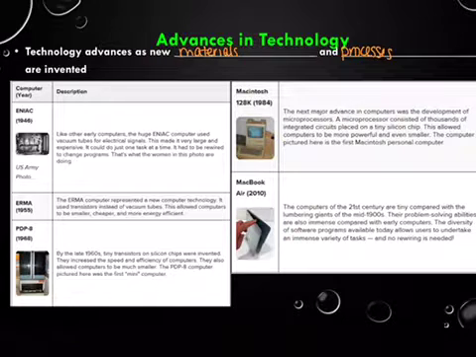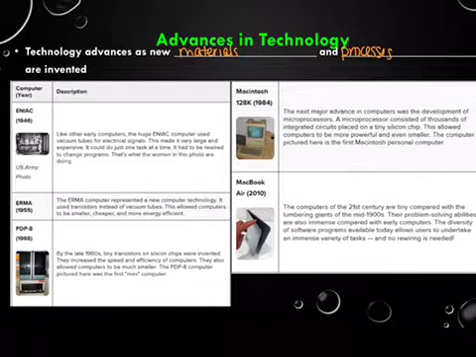In 1984, we had Macintosh. This was the next major development in computers. We had a microprocessor now, that consisted of thousands of integrated circuits placed on a tiny silicon chip. And then this allowed computers to be more powerful and smaller. And this was one of the first personal computers.